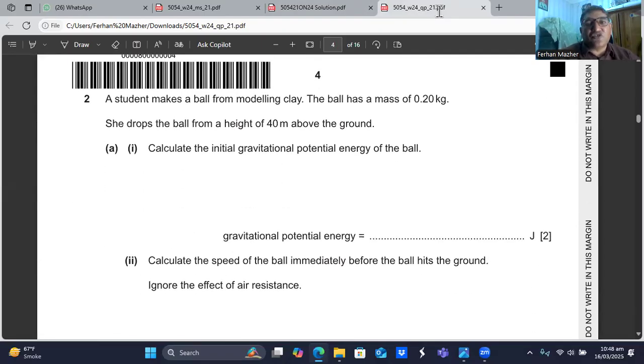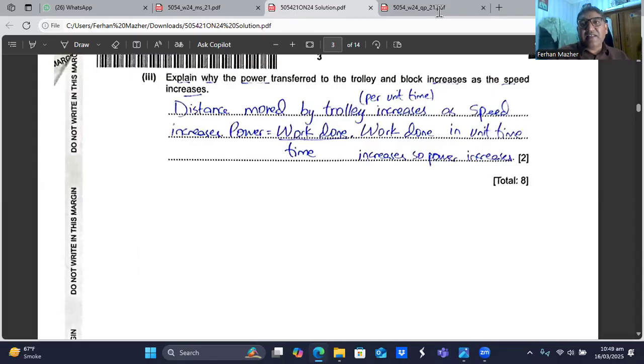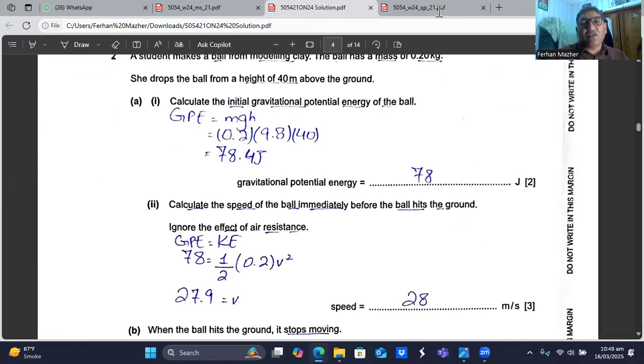The next question coming up on your screen is question number 2, and it says, a student makes a ball from modeling clay. The ball has a mass of 0.20 kg. She drops the ball from a height of 40 meters above the ground. Calculate the initial gravitational potential energy of the ball. You know the gravitational potential energy. Its formula is mgh, where m is the mass taken in kg, g is the gravitational field strength, which is 9.8 Newton per kg, and h is the vertical height. So write this formula first of all, and then just enter the values. You will be able to find out the solution.